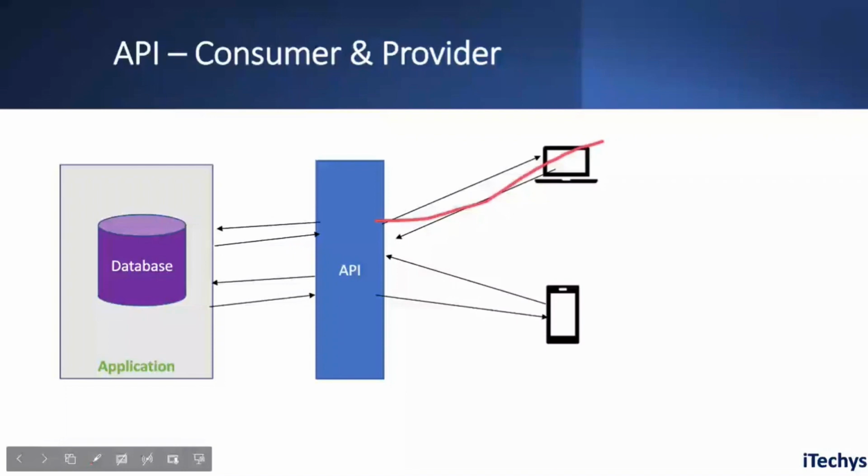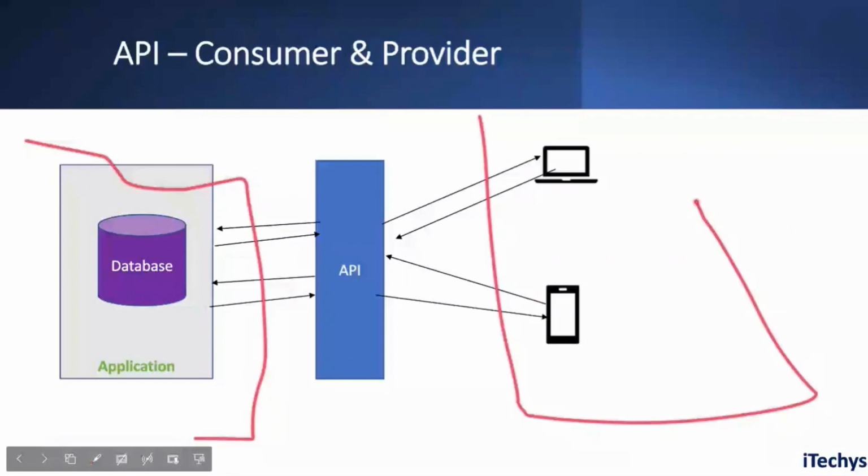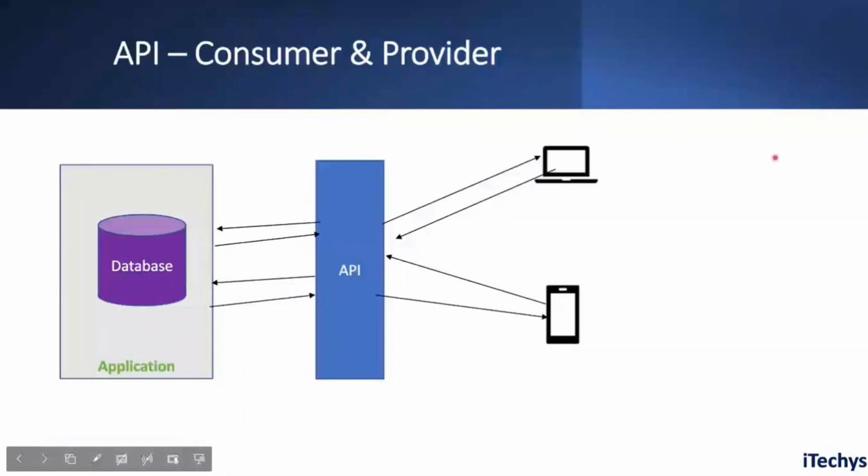That's why I told you it's a contract between two servers. One is your application server and one is your system. Now I told you that when we talk about the API, two popular things come up.